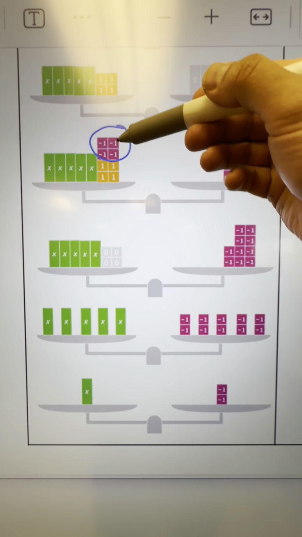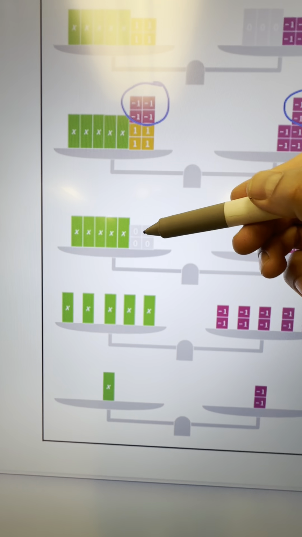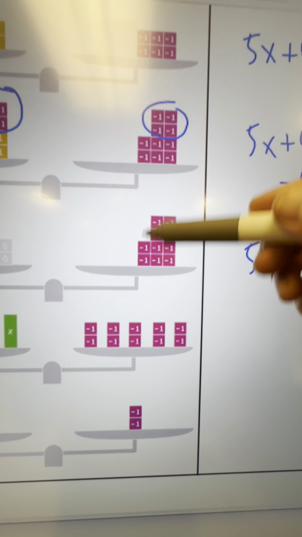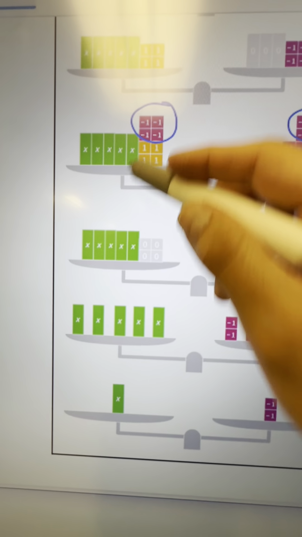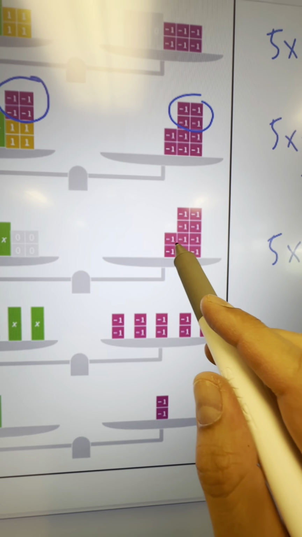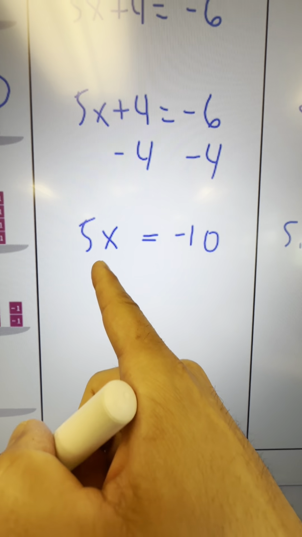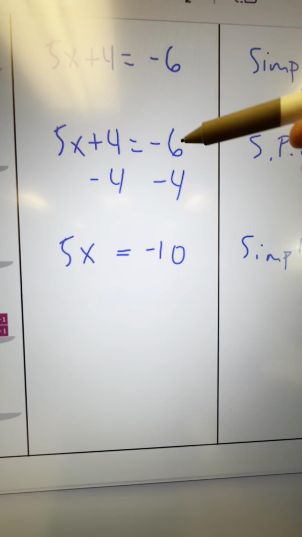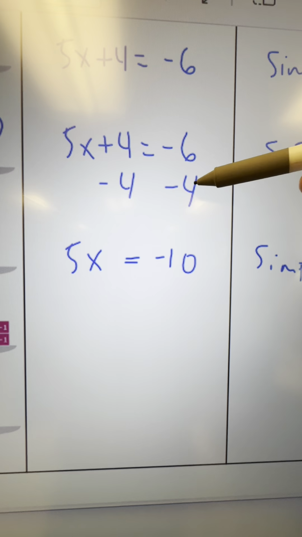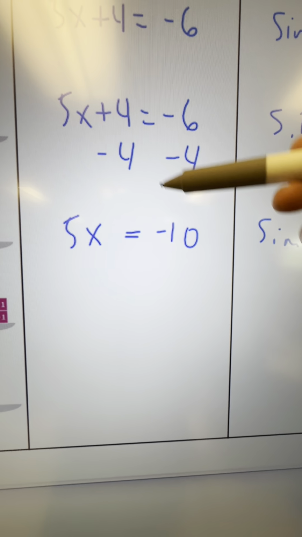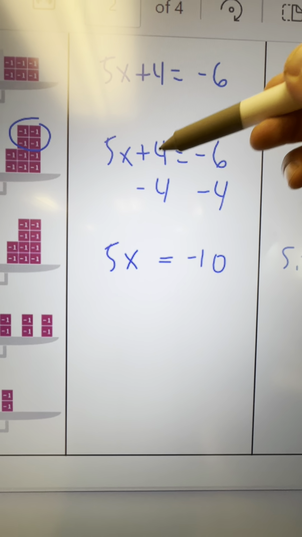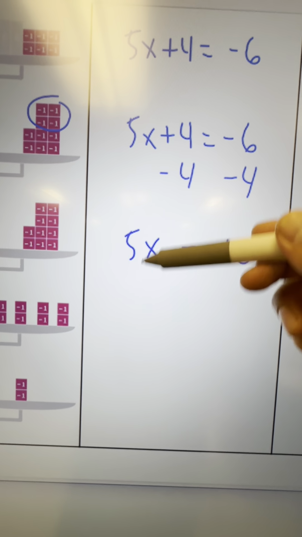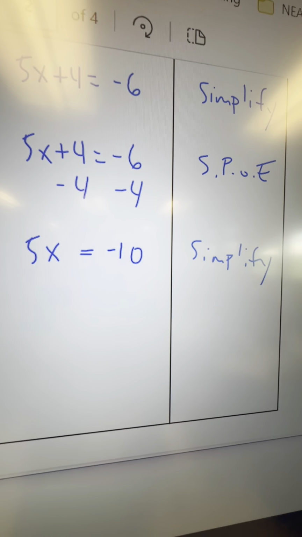And then next, you can see here they combine their zero pairs. So that all cancels out. And then here, there are no zero pairs, so we just end up with 10 negatives. So now, by simplifying, we're left with 5x equals negative 10. And you can see that's what I wrote here algebraically: 5x equals negative 10. Notice that when you combine 6 negatives and 4 negatives, nothing cancels. When you combine 4 positives and 4 negatives, they cancel each other out, and that's why we're left with 5x. This is called simplifying.